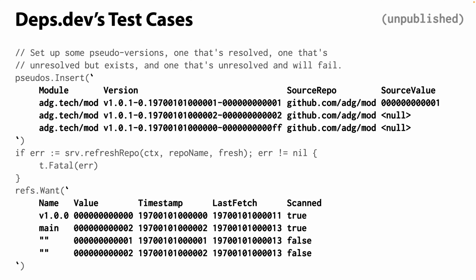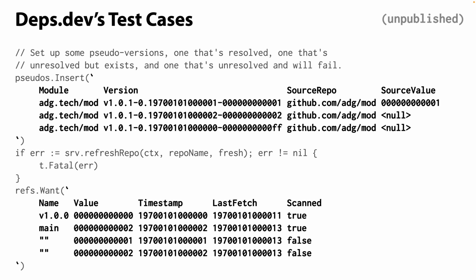These parsers and printers don't have to be for standalone scripts and test data files. It's also possible to use them in regular Go code. Here's a fragment of a test for the code that runs deps.dev. This test sets up some database table rows. It calls a function that uses the database and is being tested, and then it checks that the database contains the expected results. The insert and want calls are using a mini language for database contents written specifically for these tests. The parser is as easy as it looks.